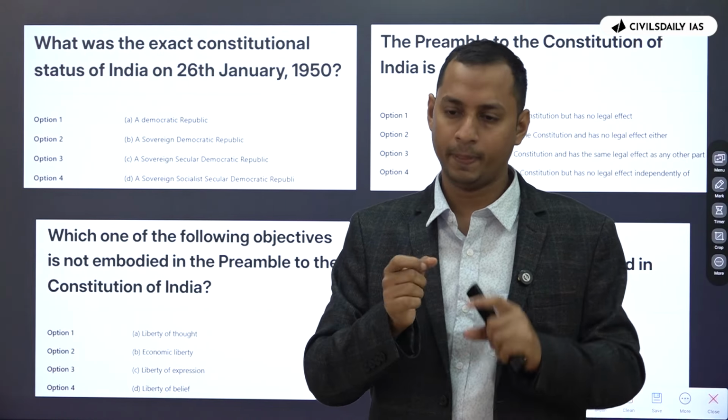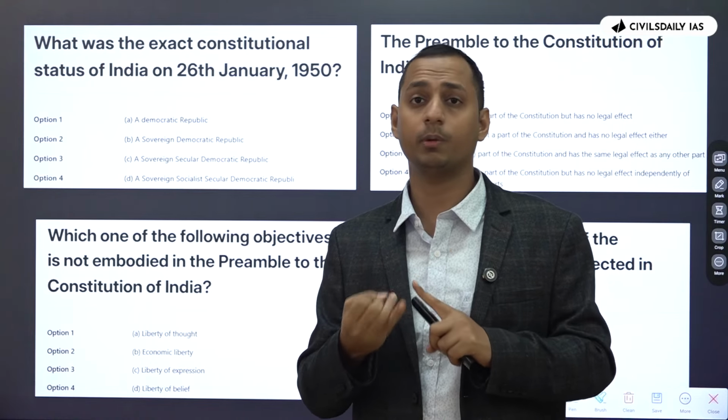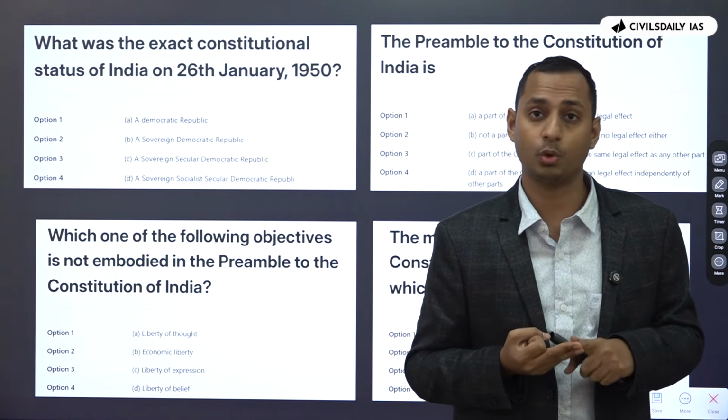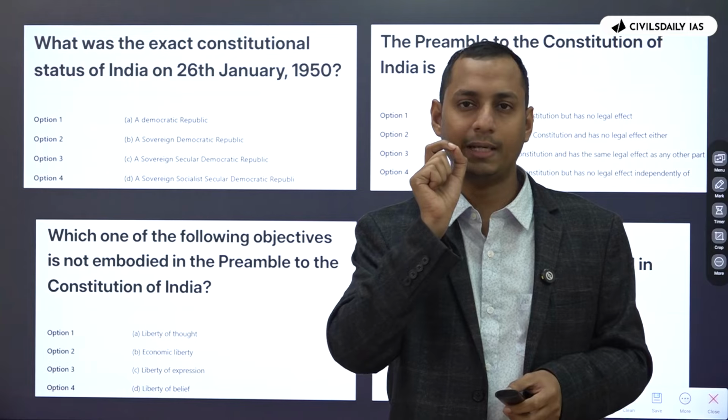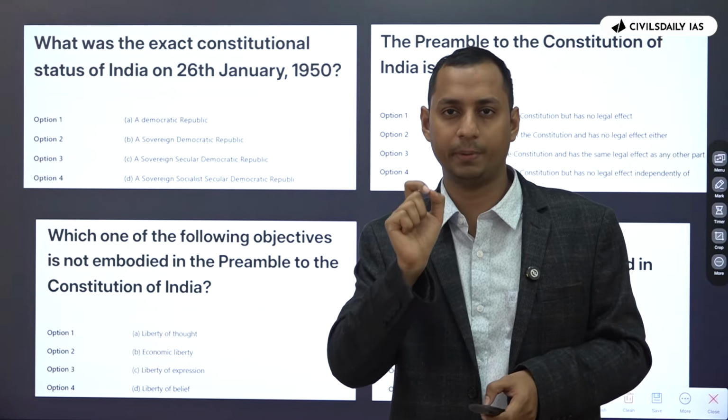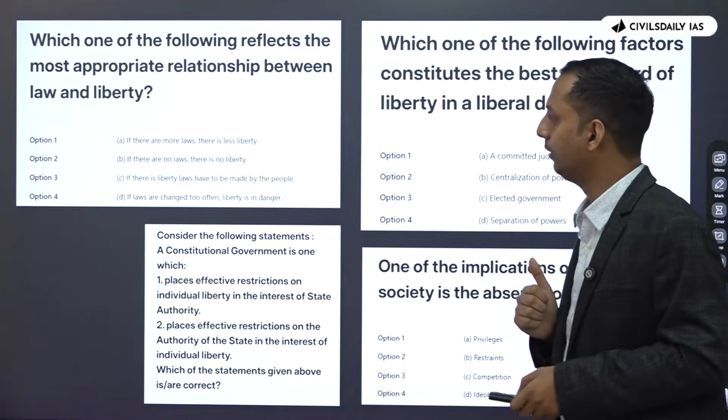That is important here. What do you mean by liberty? What do you mean by republic? What do you mean by sovereignty? What do you mean by secular? Dive very deep with respect to each and every word of the preamble. I'll give you an example here.